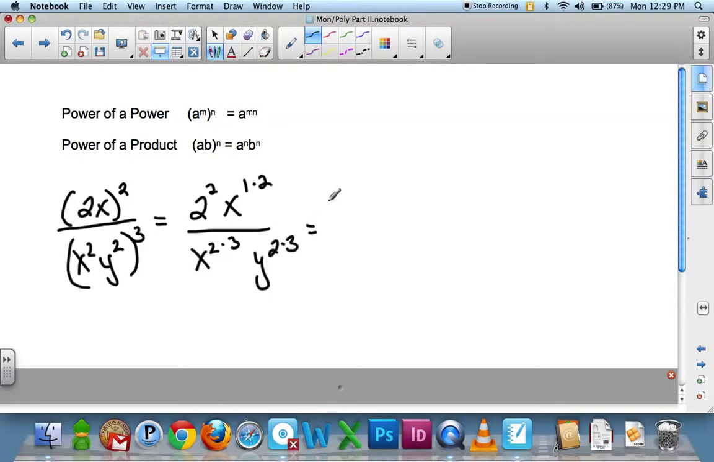Now you simplify. So 2 squared is 4. x, when I multiply, it'll be x to the second power because it's 1 times 2. Denominator is going to be x to the 6th, and then it'll be y to the 6th. You then look to see if you can simplify anything. I've got 2 x's on the top, 6 on the bottom, so when I subtract those I have 4. There's more in the denominator, so I'm going to leave that there. So 4 will be by itself on the top. It'll be x to the 4th, y to the 6th.